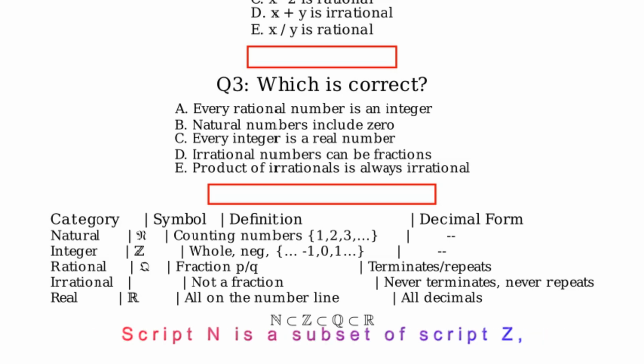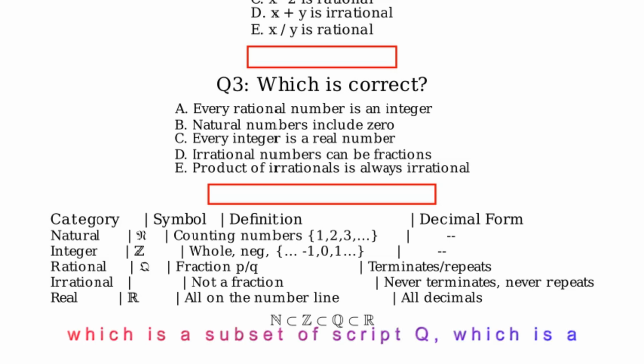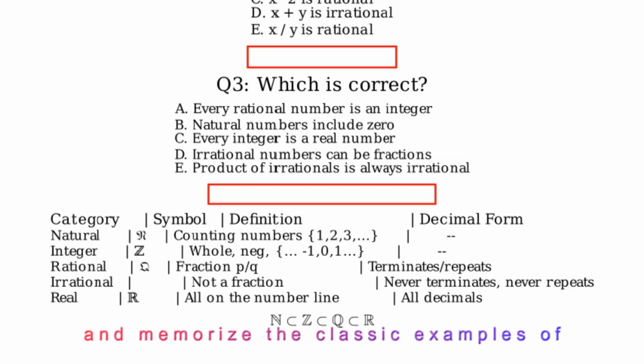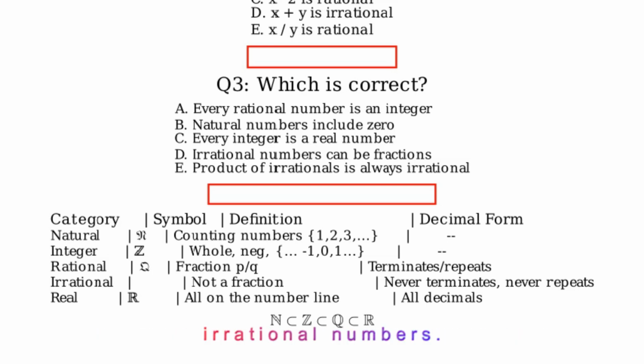Remember the hierarchy. Script N is a subset of script Z, which is a subset of script Q, which is a subset of script R. Understand key decimal properties and memorize the classic examples of irrational numbers.